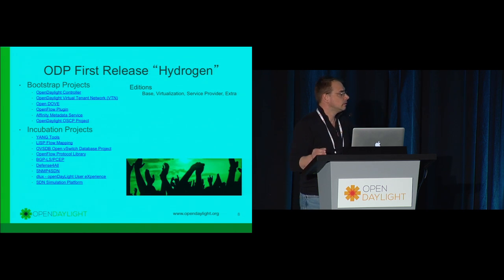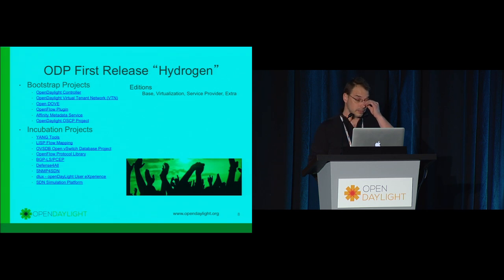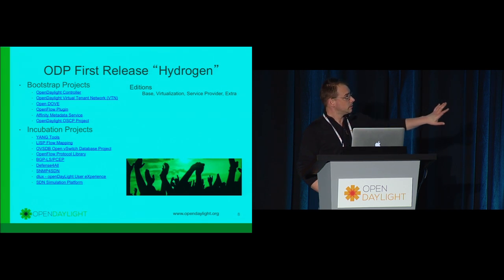So ODP, OpenDaylight Project, the first release of ODP is Hydrogen. So you've probably heard about that over the last couple hours, or read about that. Hydrogen was the first release of basically the bootstrap projects, and varying versions of those are included in various builds, various packaging options of the controller. Obviously, I mentioned we have the base controller, but then we have 5 other bootstrap projects, which are also very interesting in their own right.